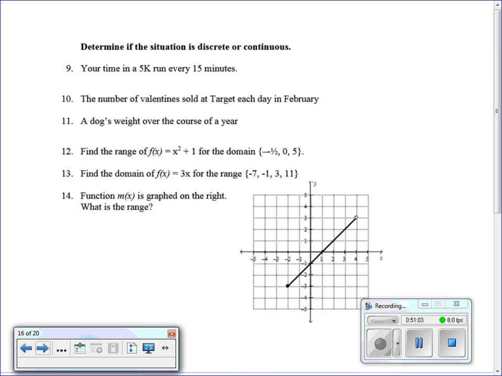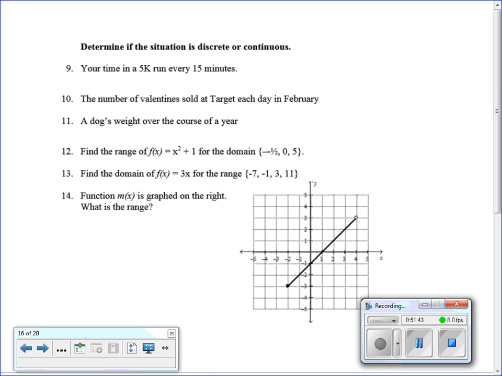Looking at 9, it says determine whether the situation is discrete or continuous. Again, how we determine if something is discrete or continuous is we look at the range. Can we have fractional amounts in the range? So, in 9, it says your time in a 5K run, every 15 minutes. Well, in this particular case, we can have time in increments, and we can have distances in increments that are fractional. So this would be considered continuous because you can have both fractional amounts of time and fractional amounts of distance.